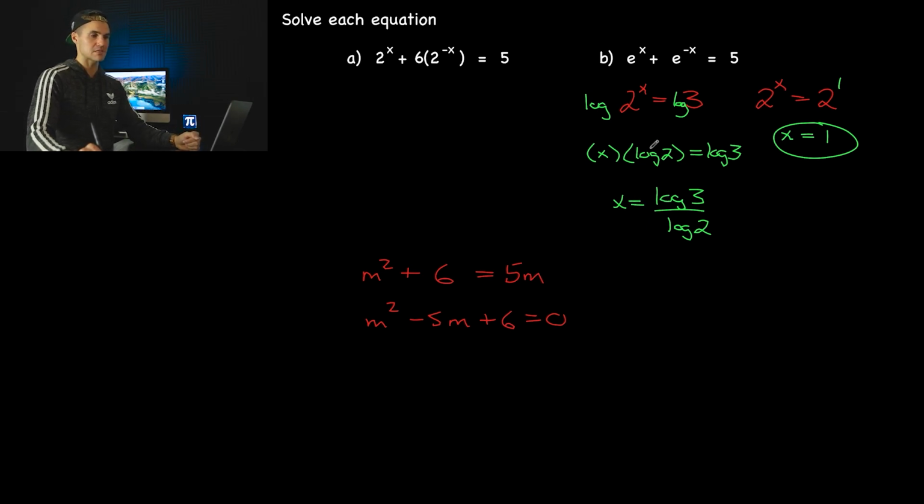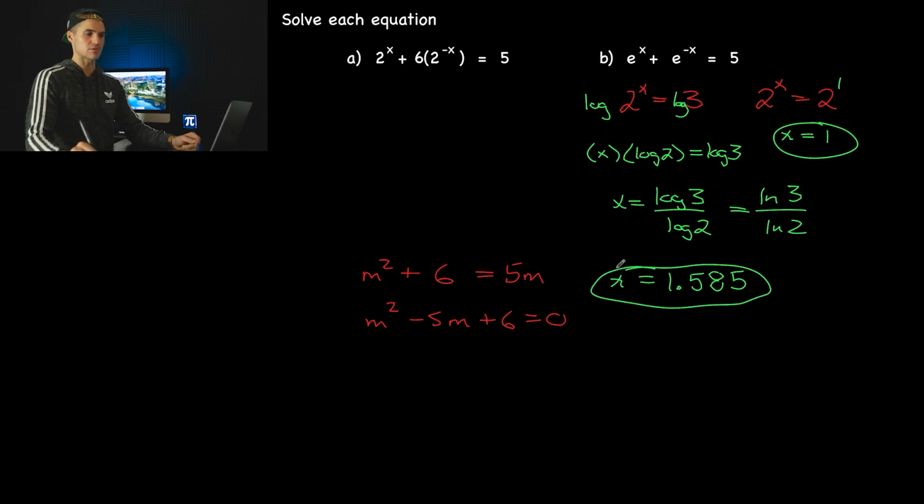You may also see this, instead of them using logs, they'll use ln, right? Log 3 over log 2, that's the same as ln 3 over ln 2, right? If you plug both of those in your calculator, you would notice that it's the same decimal. And the decimal value is 1.585. Right, so that is the other solution right there. So whether you have it as exact values or decimal, that is the answer.